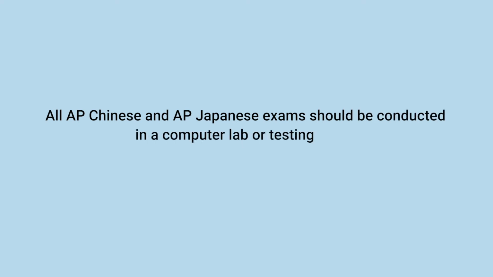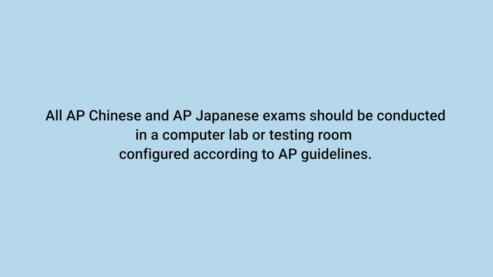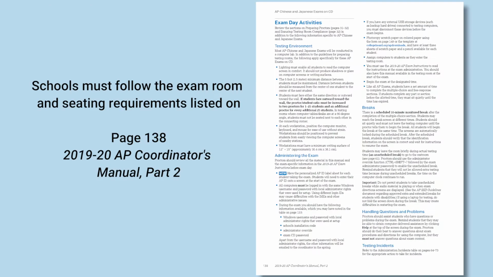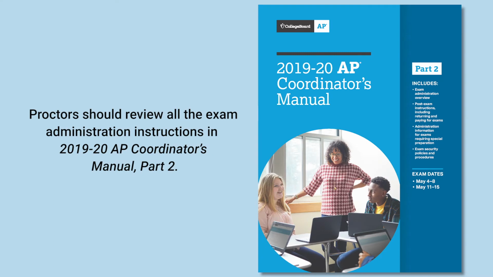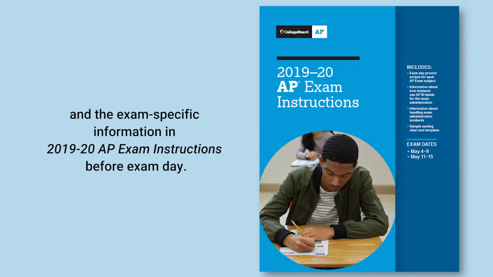All AP Chinese and AP Japanese exams should be conducted in a computer lab or testing room configured according to AP guidelines. Schools must follow the exam room and seating requirements listed on page 138 in the manual. Proctors should review all the exam administration instructions in the AP Coordinators Manual and the exam-specific information in the 2019-2020 AP exam instructions before exam day.